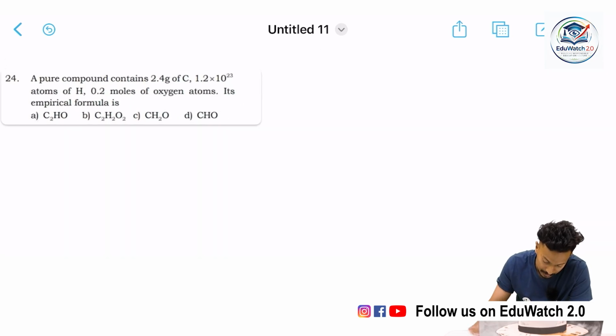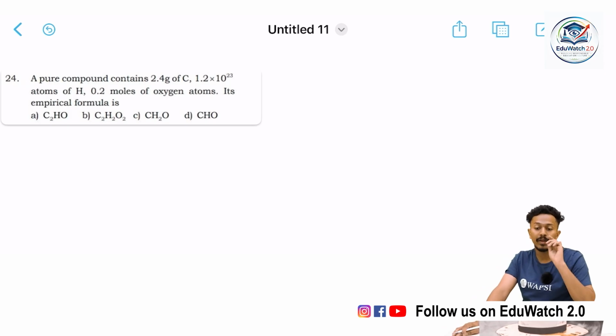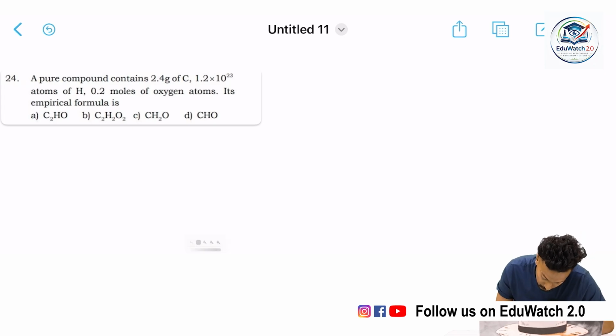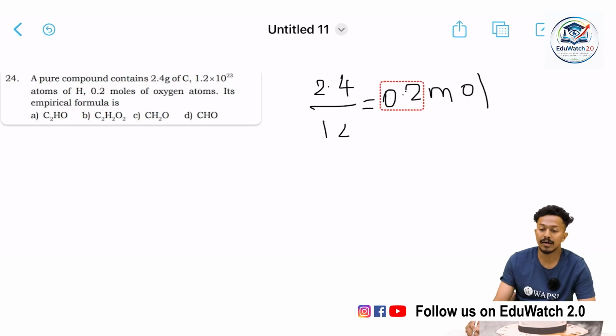A pure compound contains 2.4 gram of carbon, 1.2 into 10 raised to 23 atoms of hydrogen, and 0.2 moles of oxygen atoms. We have to find the empirical formula of this compound. There are 2.4 gram of carbon, so the number of moles of carbon is given mass by molecular mass, 2.4 by 12, which gives 0.2 mole of carbon.